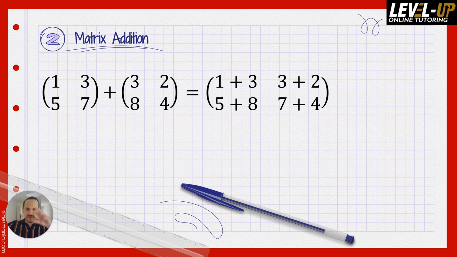So you see, we look at the top left elements first. We do 1 plus the 3. Then we do the top right, which would be the 3 plus the 2. Then the bottom left, which is the 5 plus the 8. And then finally the 7 plus the 4 in the bottom right. So this is how we add matrices.